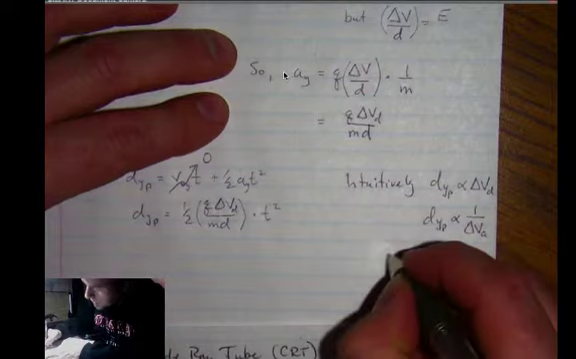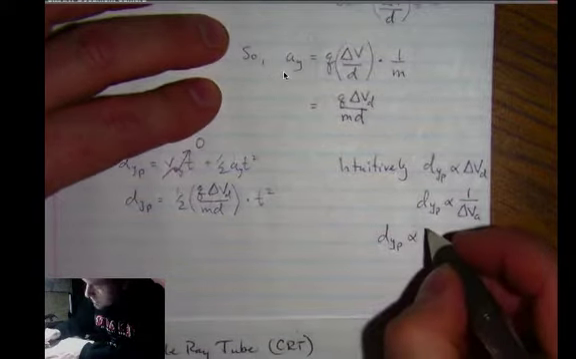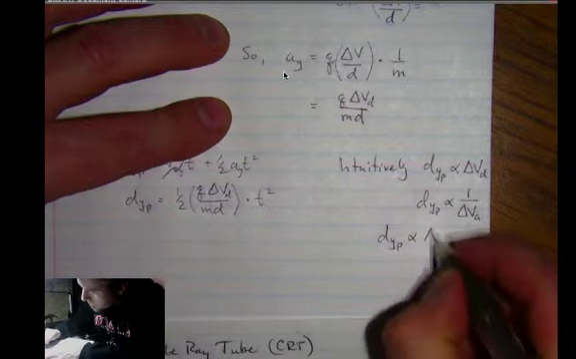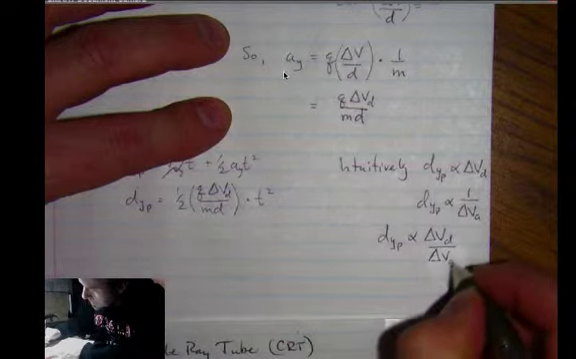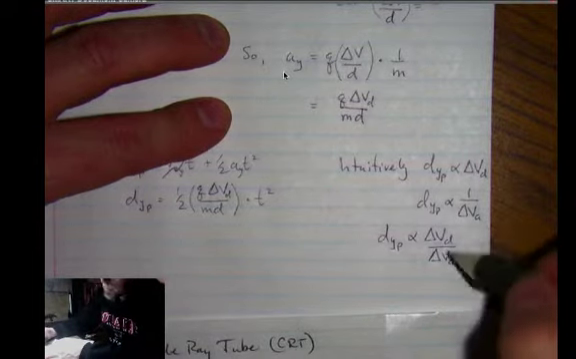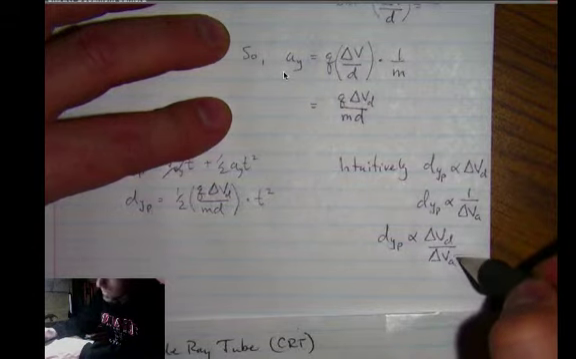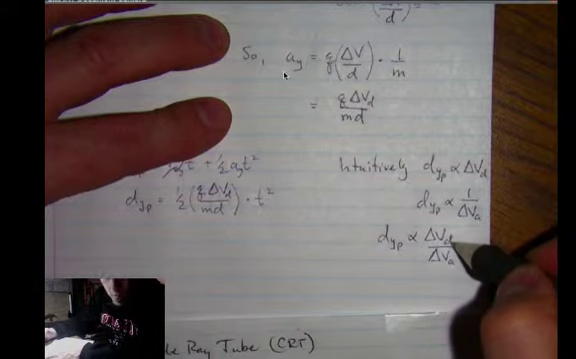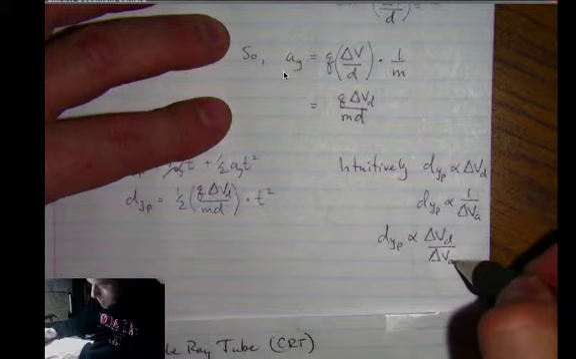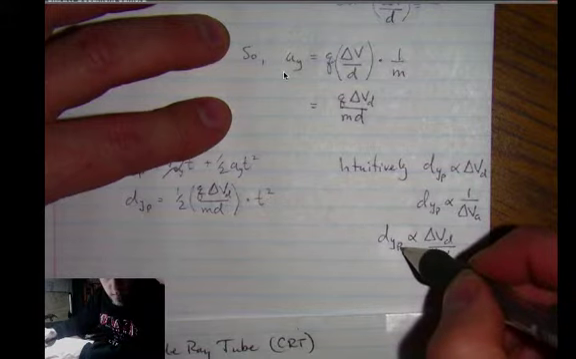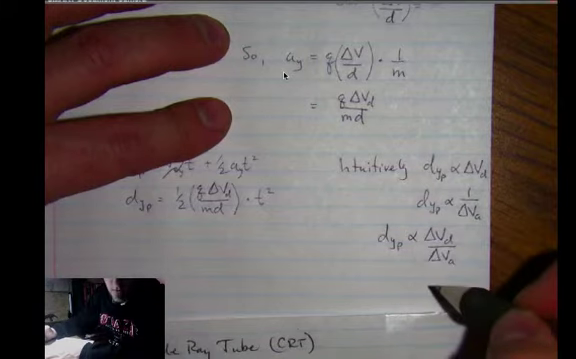So intuitively, we can conclude that this deflection is proportional to the deflecting voltage divided by the accelerating voltage. This is not an equation, this is a proportion. It simply tells me the relationship that if I double my deflecting voltage, that deflection will be doubled. If I double this, that will end up being halved. If I double this one and double that one, nothing will happen to the original deflection.